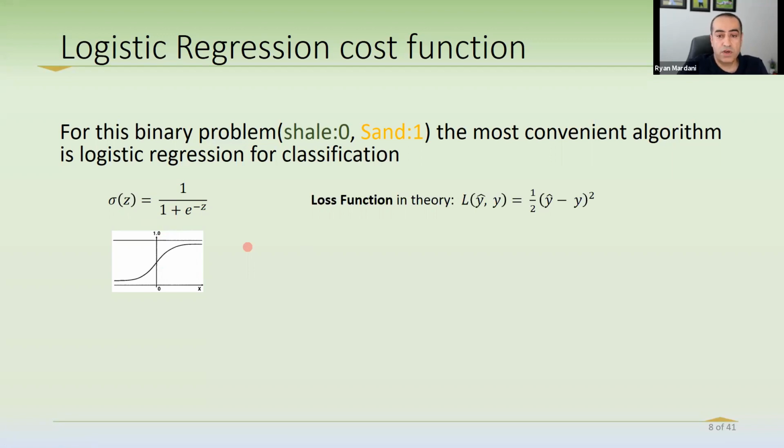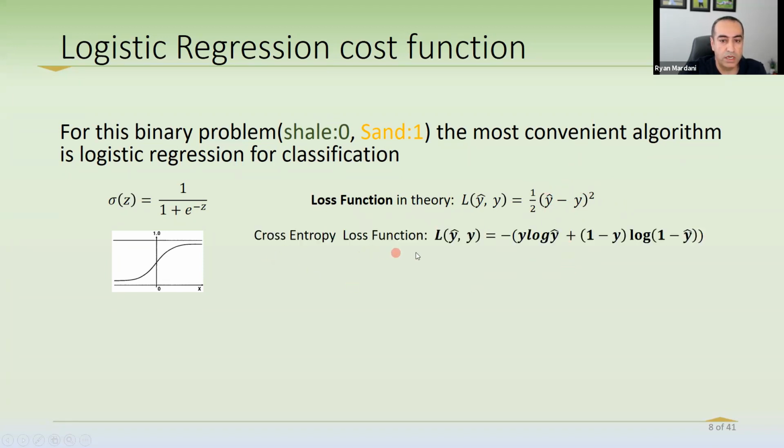Mainly, the loss function in theory is sometimes half of the squared difference between our prediction and the reality. But in calculation through our computer, the convergence of this is sometimes problematic and very difficult. That's why for binary classification they use the cross entropy loss function, and it is not very difficult. It seems complicated, but let's look at it.